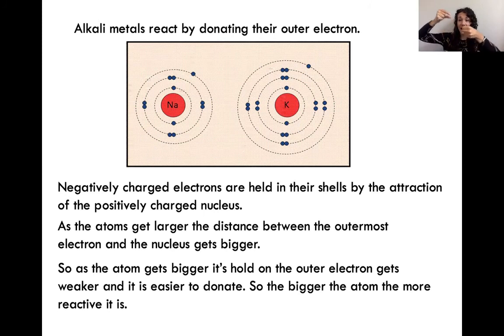So as that electron gets further and further away, as you go down the group, the pull gets weaker and weaker. That means that the bigger the atom is, the more reactive it is, because the easier it can lose that outermost electron.